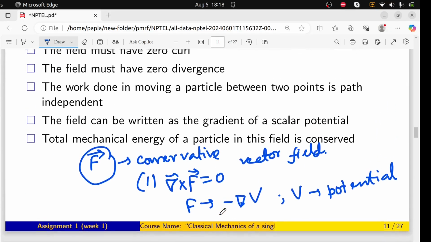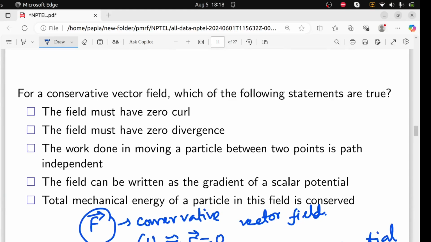Okay, now coming here, the field must have curl 0. That means, as I told, curl of F equals 0. That means this one is correct. The field must have 0 divergence. This is telling that this should be 0. But to get a vector field as a conservative vector field, we don't need to follow this rule. So divergence of F equals 0 is not a necessary condition for a vector field to be conservative. So this one will not be the correct one. This one will be the correct one.